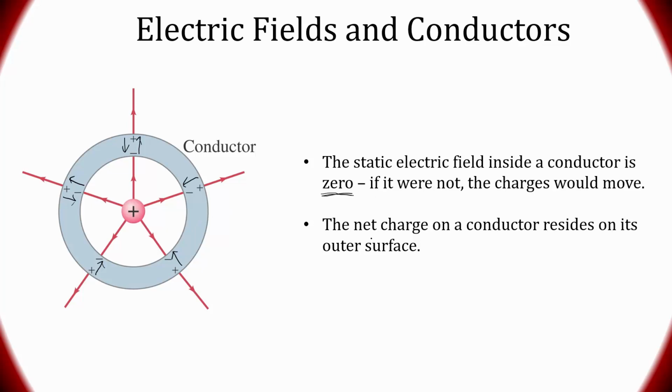It also so happens that if you have a net charge on a conductor, which isn't illustrated here, but say that this was initially charged, that net charge will always reside on the surface, on the outer surface. Essentially, that charge is going to try to spread itself out as far as possible. It's going to be repelled from the other charges.